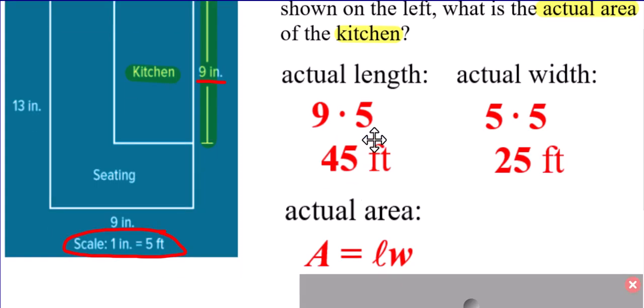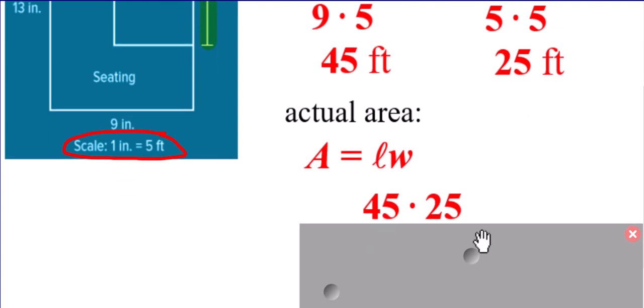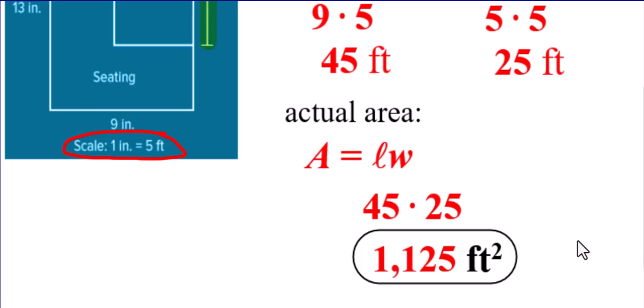Use the actual real length and real width that we just found: 45 and 25. Feel free to use the calculator for this. 45 times 25, you probably don't know off the top of your head. Enter that into your calculator, and you're going to get 1,125.